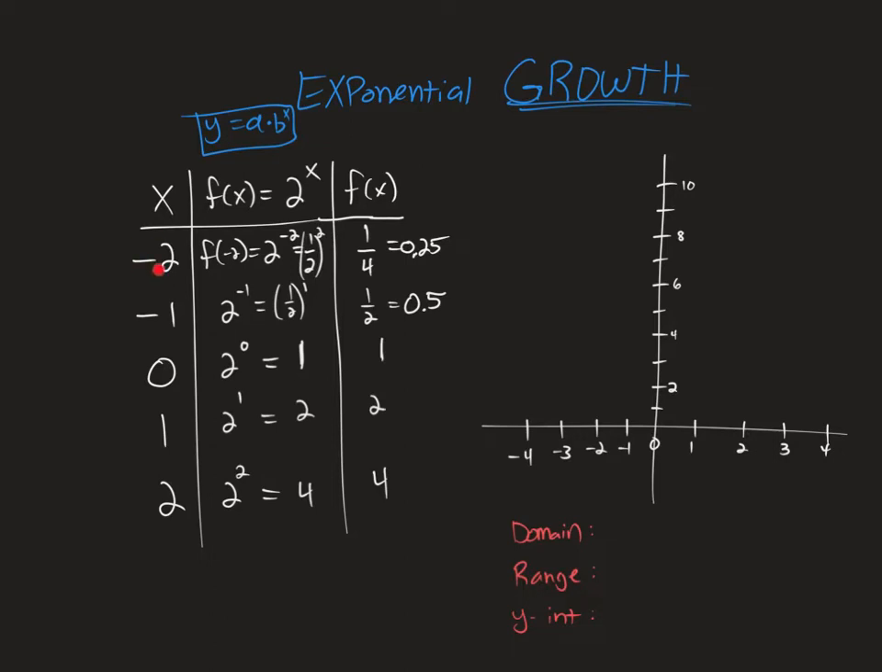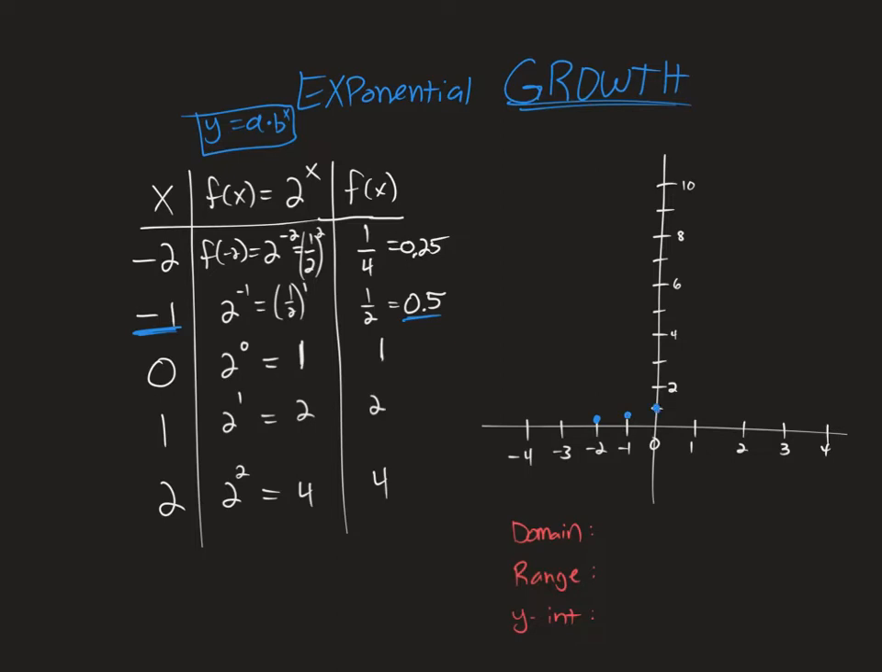So x, y. So negative 2 and 0.25. That's really, really low. I'm just estimating. I can't really get too much closer. I'm going to try and get a little bit closer. 0.25, it's really close. X is negative 1, y is 0.5 or a half. I'll try and get that as close as I can to a half.